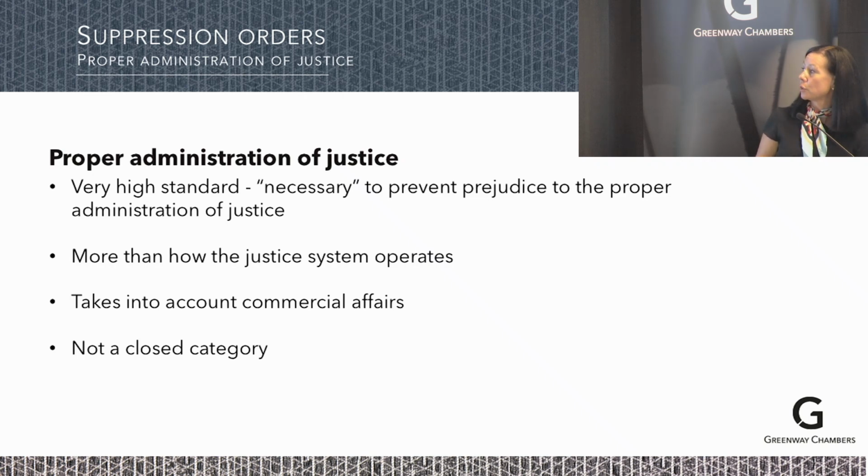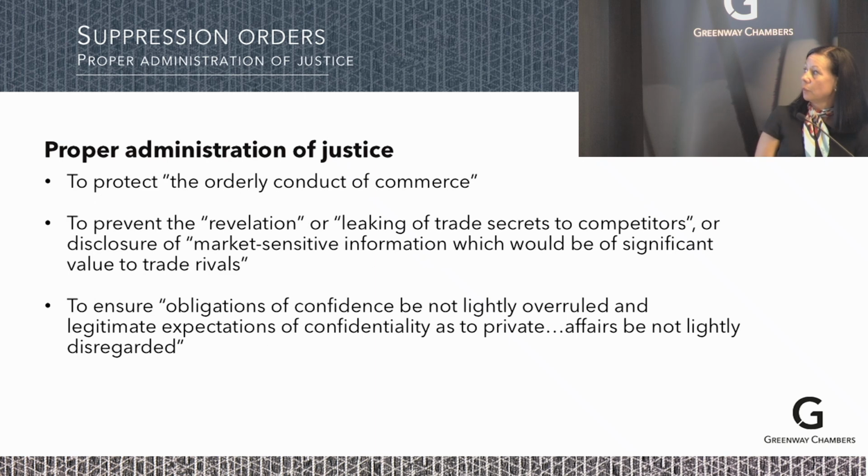So what kind of things do the court think is appropriate? Well, firstly, it's appropriate to make a suppression order where it will protect the orderly conduct of commerce. And one of the leading cases in this area is the Betfair and Racing New South Wales case. It's also to prevent the revelation or leaking of trade secrets to competitors. Now, that's a very common area in which suppression orders are made, and I'll talk to you a bit more about that in a second. Or the disclosure of market-sensitive information which would be of significant value to trade rivals. It's also to ensure that obligations of confidence not be lightly overruled and legitimate expectations of confidentiality as to private affairs not be lightly disregarded.